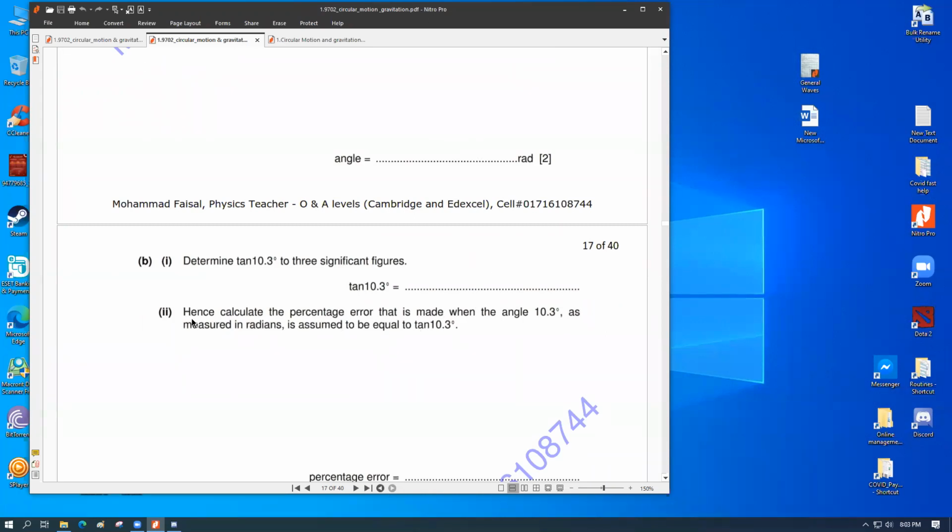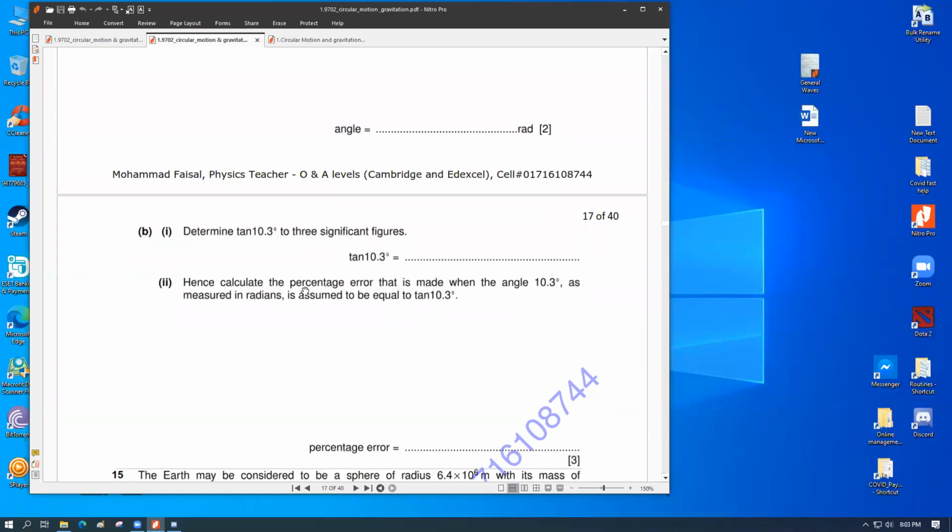Now you need to read the question. The question will help you. Hence calculate the percentage error that is made when the angle 10.3 degree as measured in radians is assumed to be equal to this much. What is considered to be assumed? Here, which one is assumed to be equal to something else? The 10.3 degree angle as measured in radians is assumed to be equal to something, which means you are assuming this thing to be equal to this one, not the other way around.